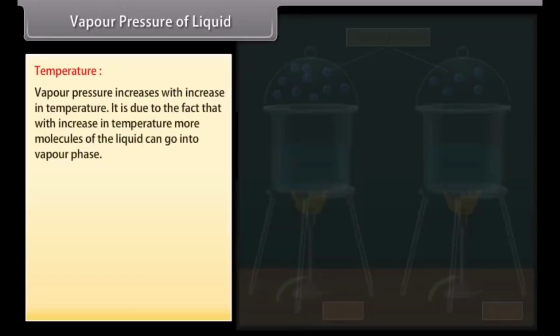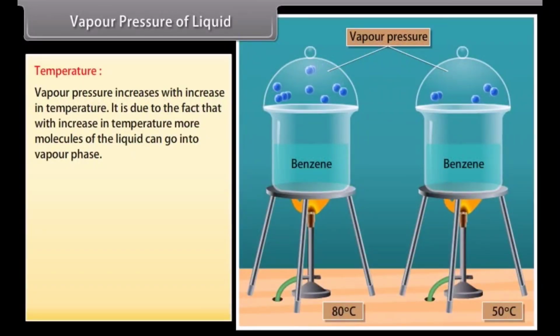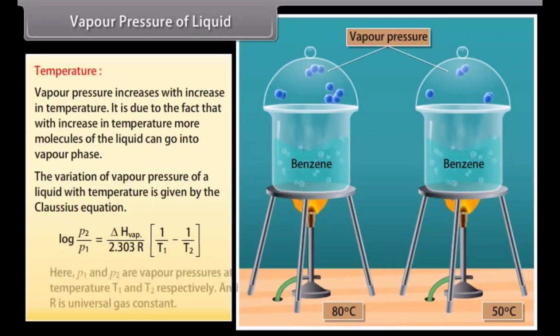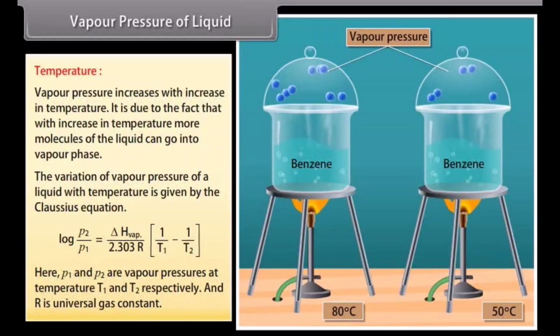Temperature. Vapor pressure increases with increase in temperature. This is due to the reason that with increase in temperature, more molecules of the liquid can go into vapor phase. The variation of vapor pressure of a liquid with temperature is given by Clausius equation. Here, P1 and P2 are vapor pressures at temperature T1 and T2 respectively, and R is the universal gas constant.